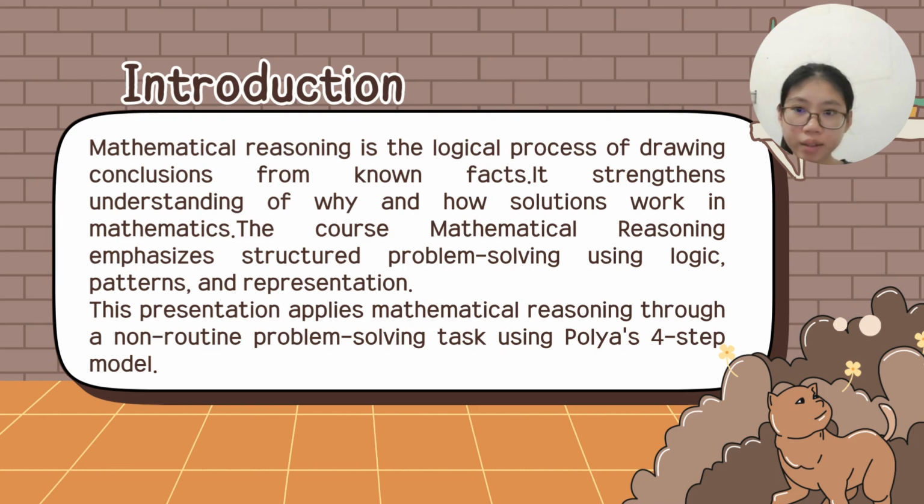First, let's talk about the introduction. Mathematical reasoning is one of the most important skills in learning mathematics. It is not only about calculating numbers, but about understanding relationships, identifying patterns, and drawing logical conclusions. Through mathematical reasoning, we justify why a solution works, not just how to find it. This presentation applies reasoning through Polya's four-step model, which consists of understanding the problem, devising a plan, carrying out the plan, and finally looking back at the solution.